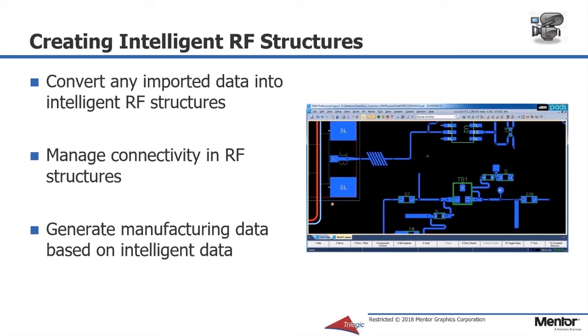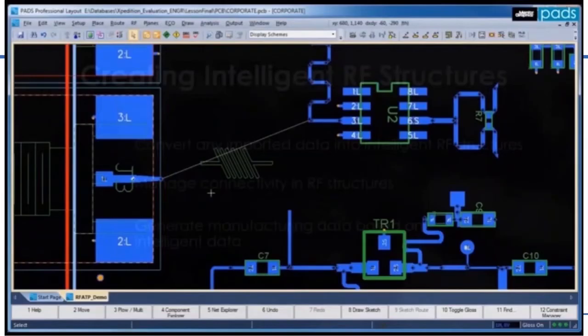A common problem with the importing of RF structures is the handling of connectivity and manufacturing data. The RF layout functionality allows you to convert any created or imported data to intelligent RF structures where both connectivity and manufacturing data is easily understood. Let's take a quick look at the RF capabilities and how copper data can be easily converted into an RF structure.